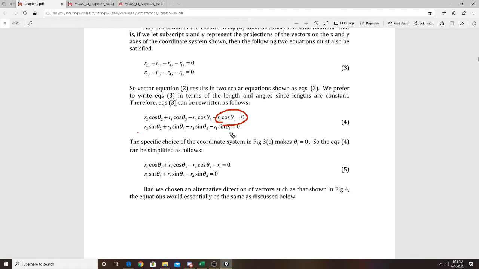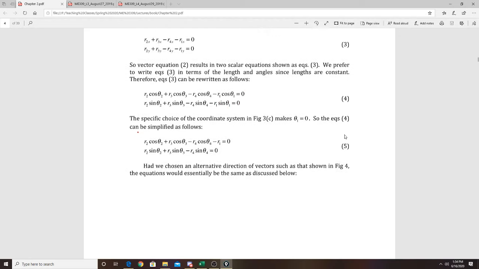But then similarly, when you do the other one, you have R1 sine theta 1. What is sine of 0? Sine of 0 is 0, which means that this just goes away. So you have to then just eliminate things that you already knew, right? So to here, and then to here. And so it made your equations just a little bit easier. All right.